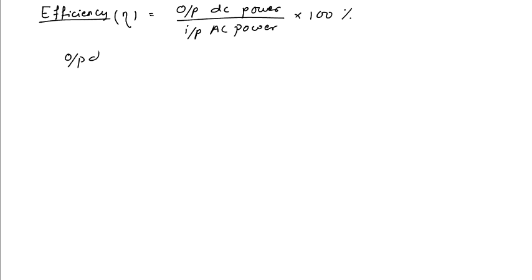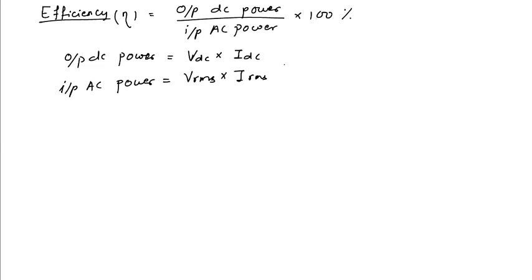Output DC power, simple, it will be calculated as the product of output DC voltage into output DC current, while input AC power will be the product of RMS value of input voltage and RMS value of input current.